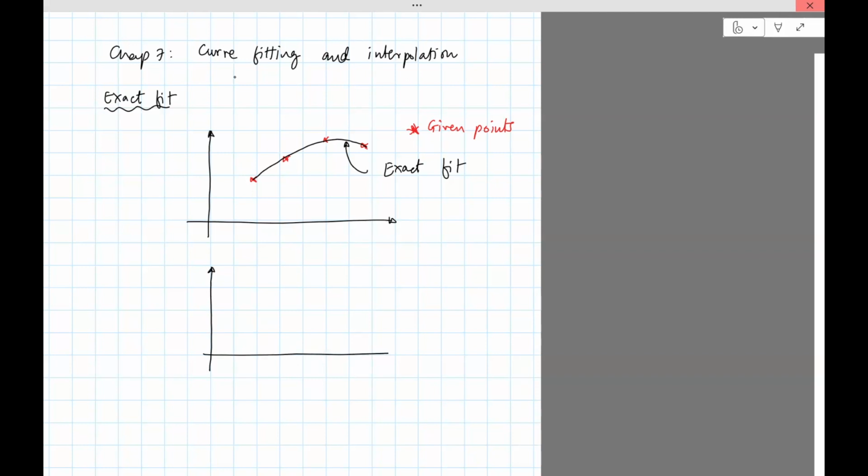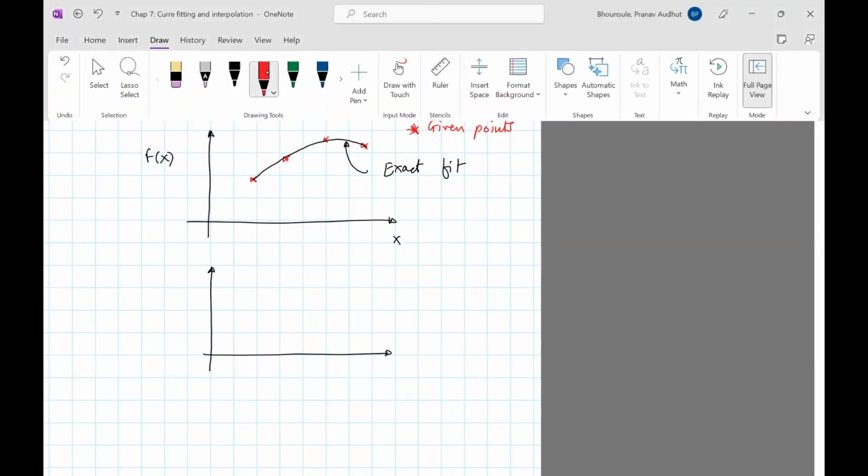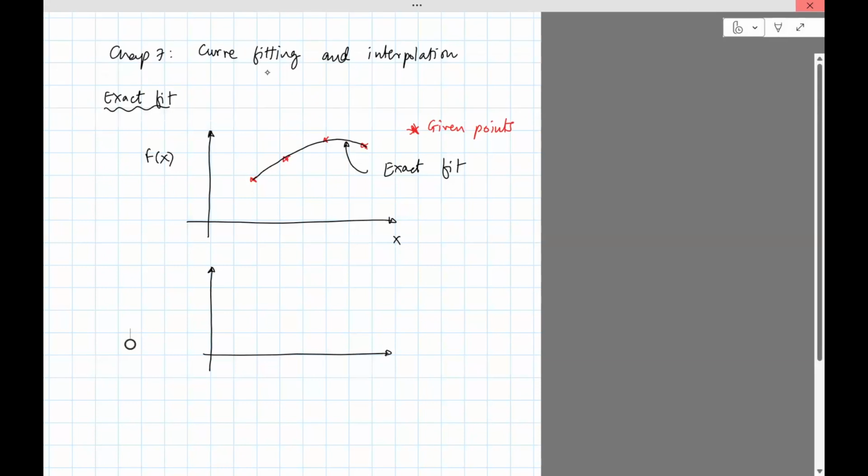Okay, so this usually happens when you have a few data points. Let me just call that f of x and x. Normally what will happen is, if you do an experimental process and get data, you'll get lots of points, something like this. Sometimes at the same point, you might get two data points, like this point up and down are at the same x coordinate.